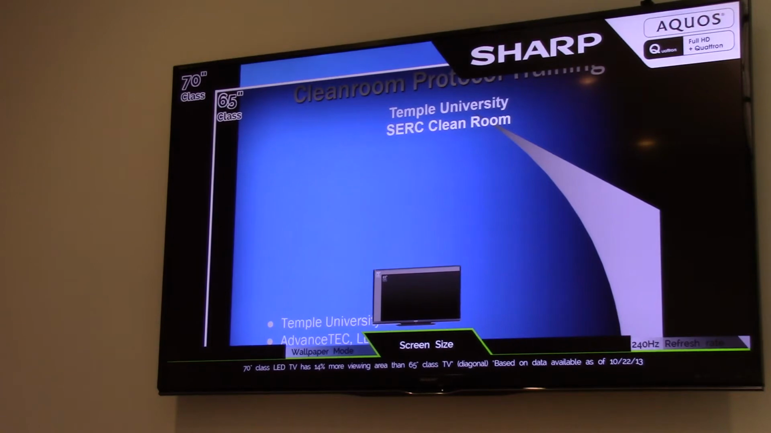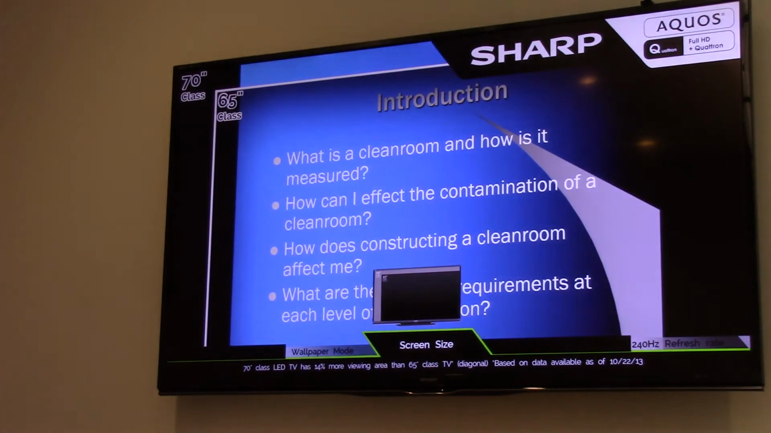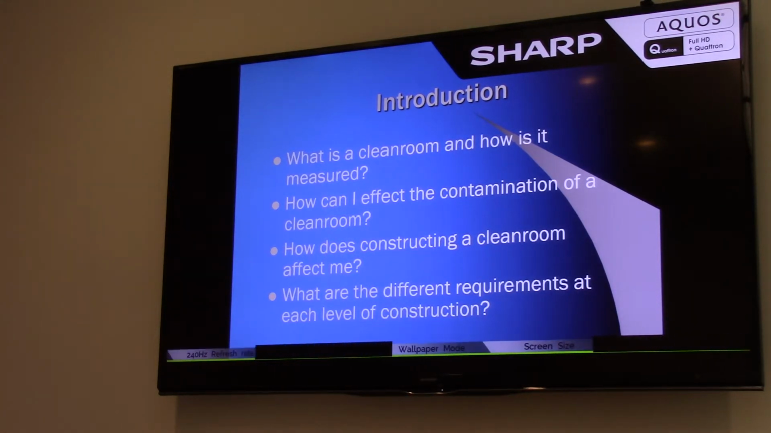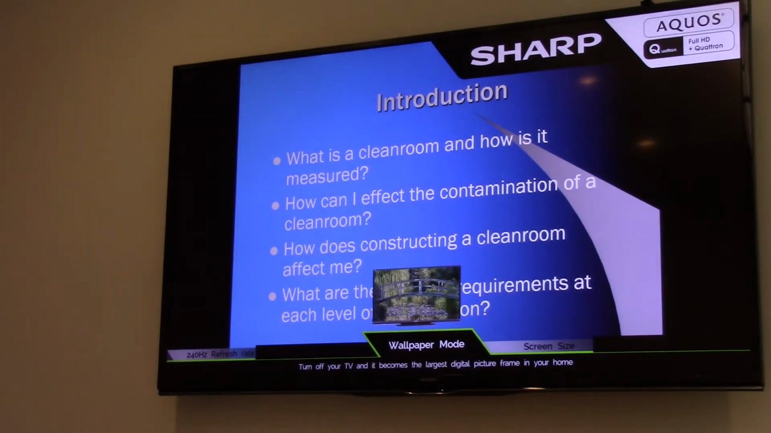So this is the clean room protocol training, and an introductory, what is a clean room? This is what we're going to get out of this module: what is a clean room, how is it measured, and how can I affect the contamination of a clean room? How does construction of a clean room affect me?